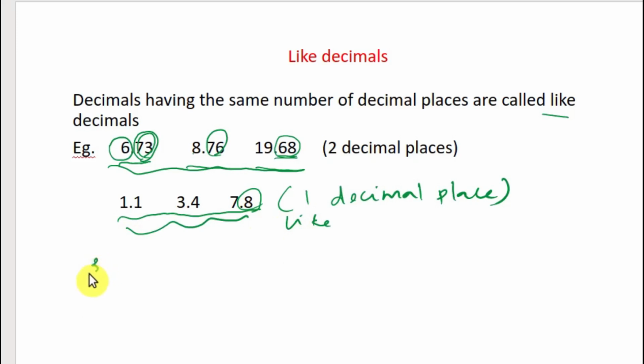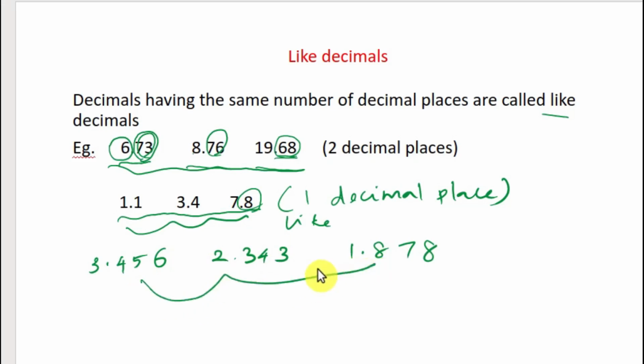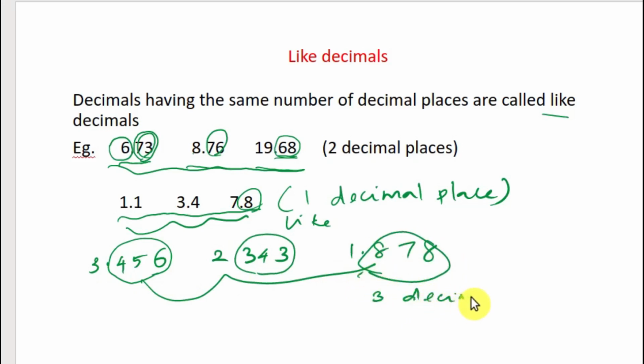I am going to write one more example. 3.456, 2.343, 1.878. These three decimals have three decimal places. So these are called like decimals.